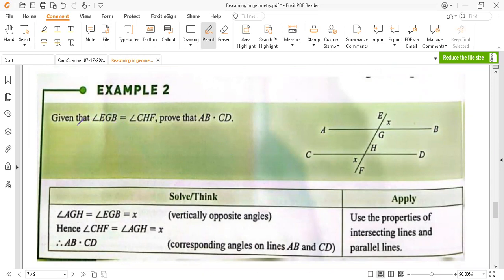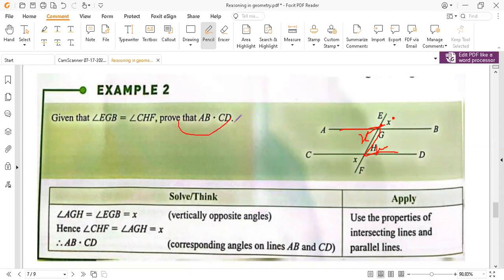We have a diagram. They give us that EGB equal to CHF. EGB, this one, the x, equal to CHF. Good. Because we have, for example, opposite vertical angles. So this one equal to x, and as vertical angles, we have this one equal to x. Because we find like the letter Z with two angles, we have alternate interior angles. So then we can say easily that AB is parallel to CD.